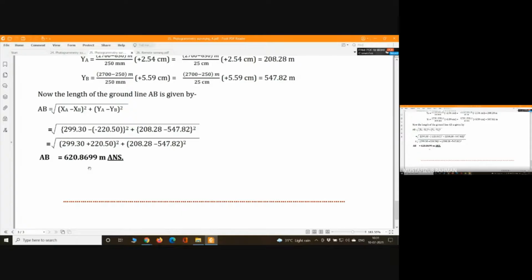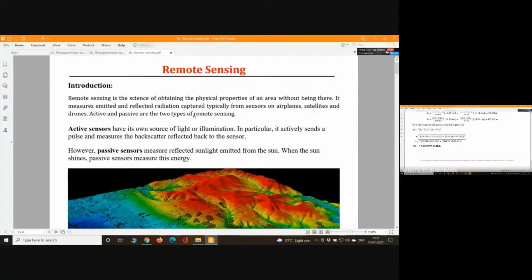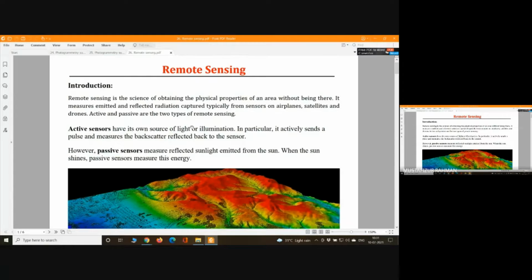Then the last topic, a very small topic, is remote sensing. Here we are using that same concept that we use in electronic distance measurement. What is that concept? Electromagnetic waves, the electromagnetic spectrum. We are using that same electromagnetic spectrum in remote sensing as well. There can be basically two types of remote sensing: active remote sensing and passive remote sensing.